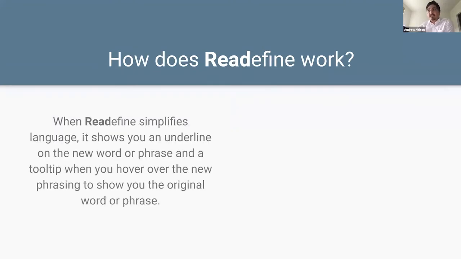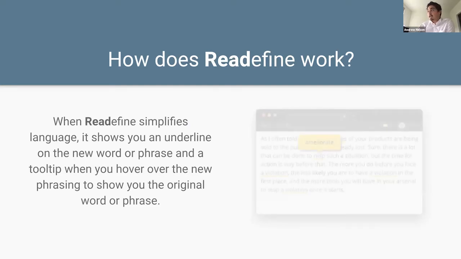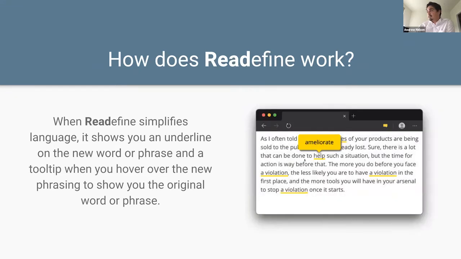When Redefine simplifies language, it shows you an underline on the new word or phrase and a tooltip when you hover over the new phrasing to show you the original word or phrase. So in this example here, the word ameliorate has been simplified to help. As you're reading along, it just says "that can be done to help such a situation" instead of "that can be done to ameliorate such a situation." And that's much easier to read. We retain the original information here so that you can see what the original word was.